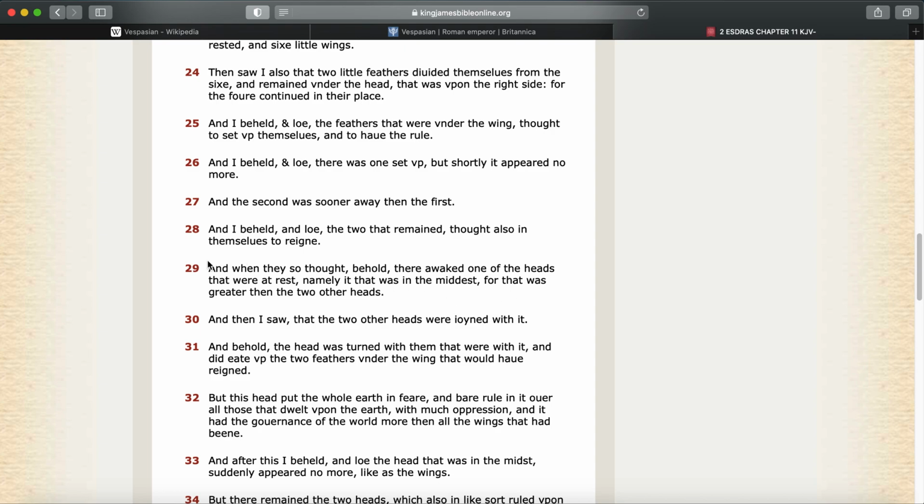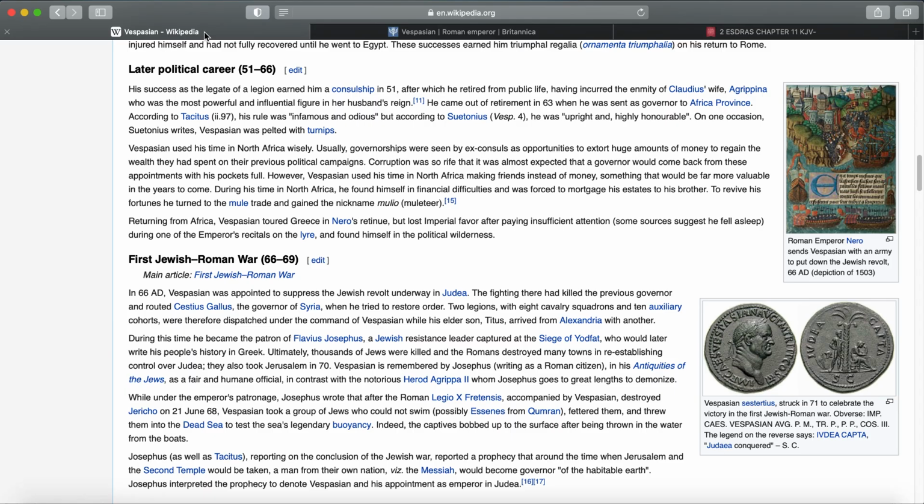It says, for that was greater than the 2 other heads. Correct. Now that head that was in the midst, this was Vespasian. Okay. So let's go into Vespasian.